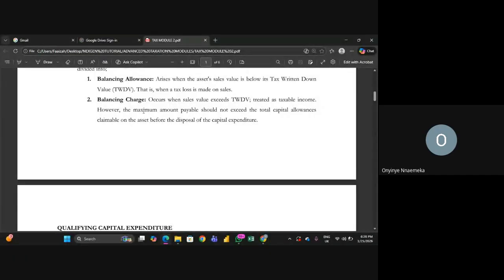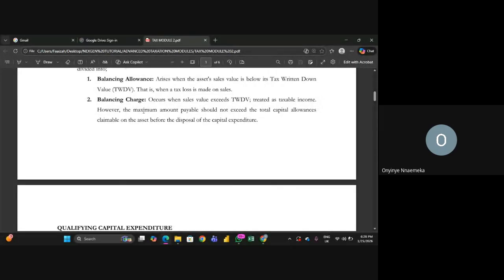So now what we are saying here is that your balancing charge must not exceed the total capital allowance claimable on the assets before you dispose of the assets. The balancing charge that the government will tax you on, remember, is a profit to you. It is the profit that you have earned from selling the assets. When I say that the profit they will tax you upon must not exceed the total capital allowance that you have claimed on the assets before.